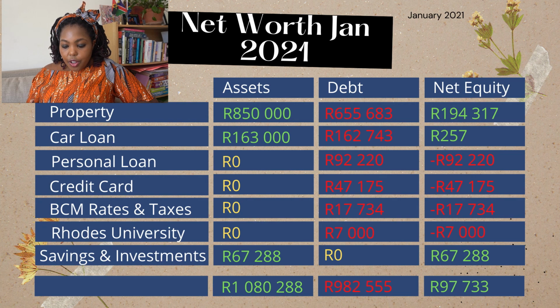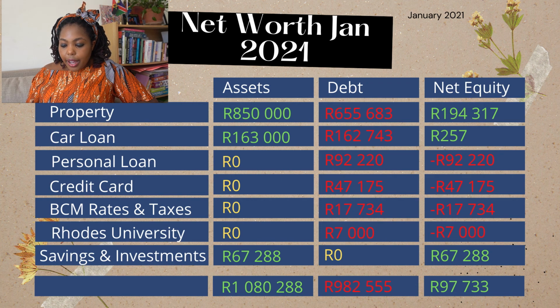For my personal loan, obviously that's not an asset, that's my debt at 92,220. So that's a negative, the net equity for that is a negative 92,220. For the credit card, which is 47,155, the net equity is the same. And then my rates and taxes, the net equity stands at 17,734. And for my university fees, or my student debt, it's at 7,000 rands.